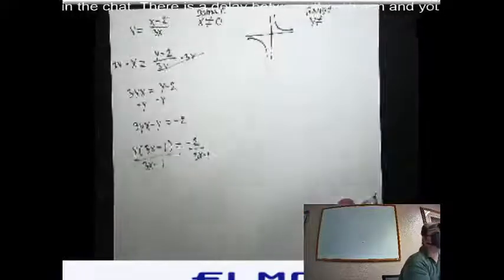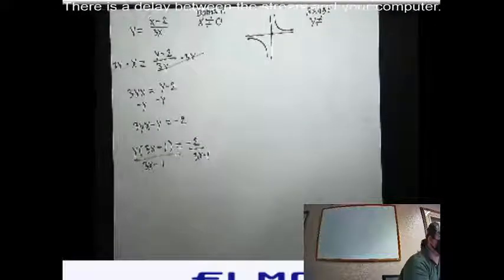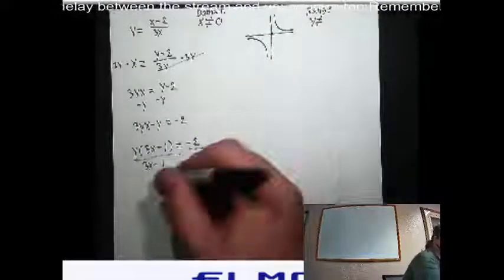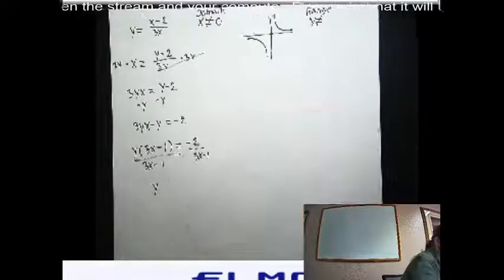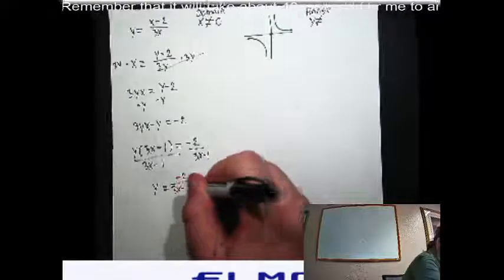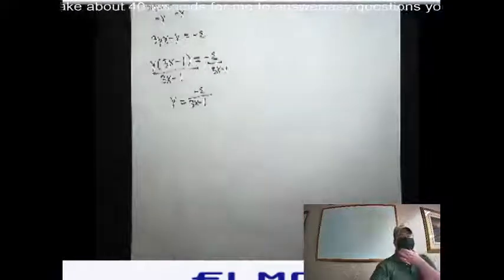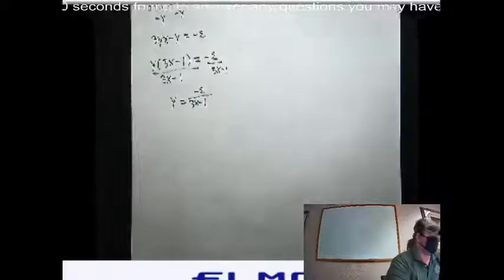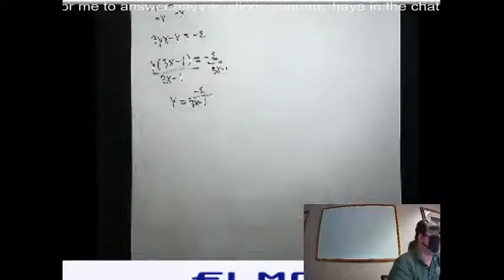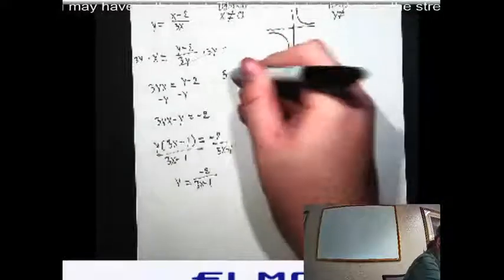Okay. And then we get y equals negative 2 over (3x minus 1). This is the inverse function. Okay, so what we can say is that if this is the original function, we'll call it f of x.